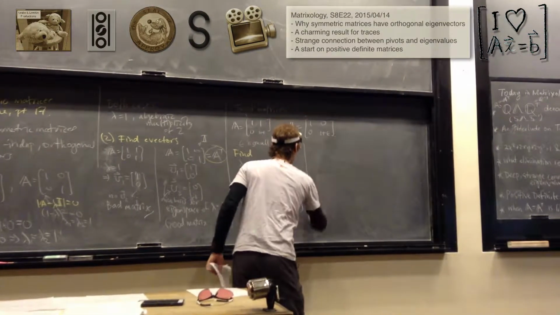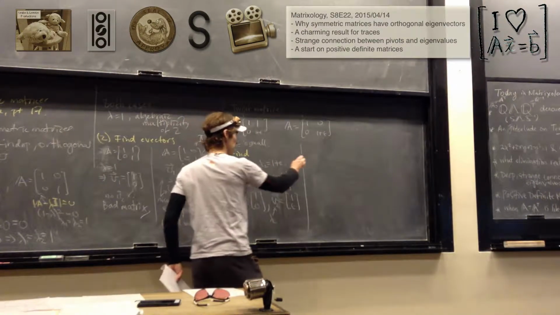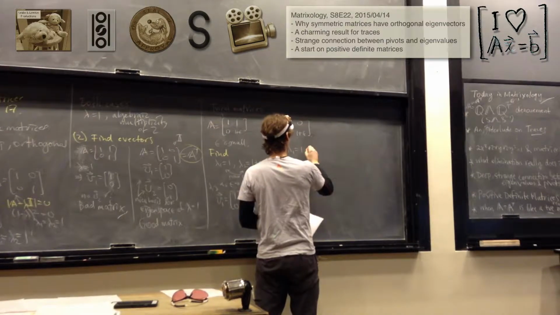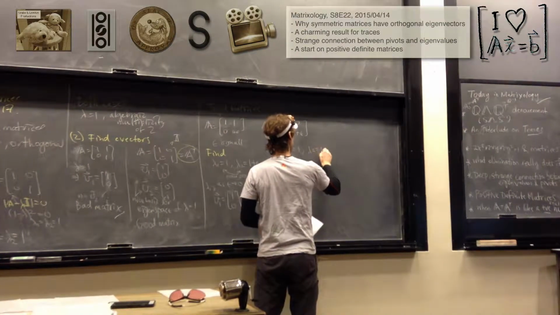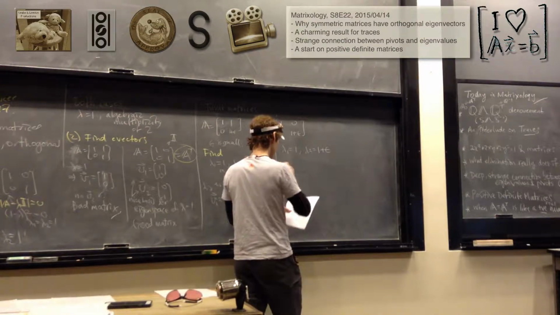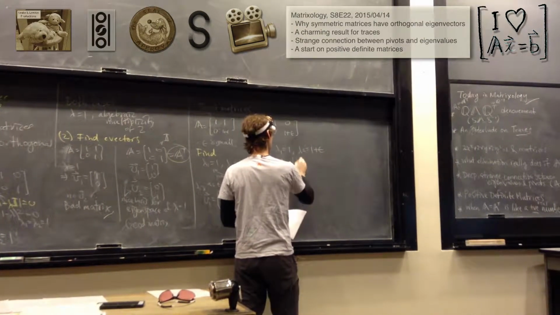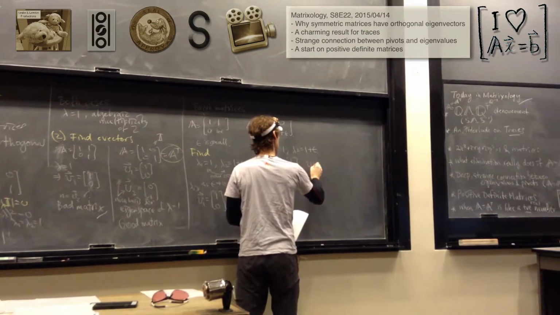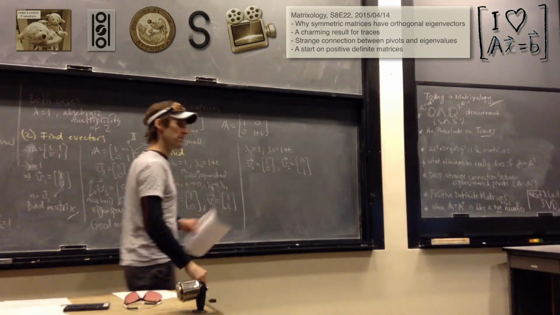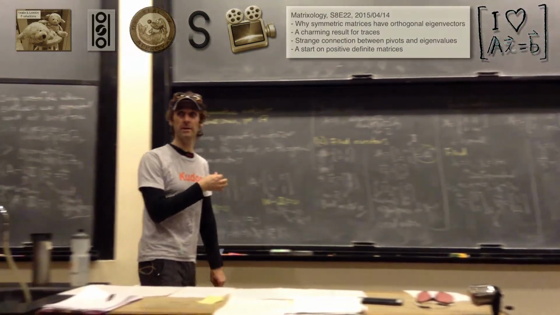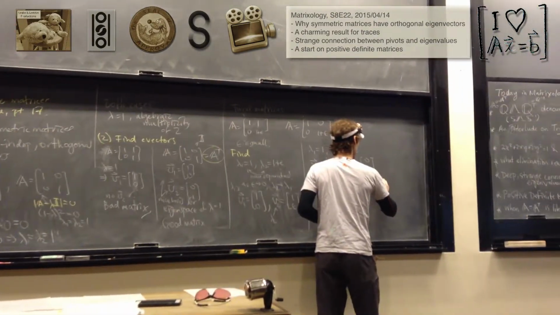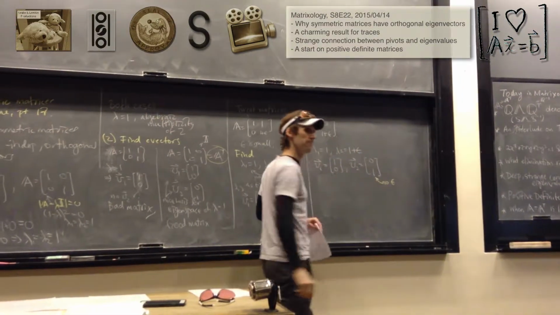Alright, so let's look at the other one. Similarly, you end up with lambda 1 equals 1, and lambda 2 equals 1 plus epsilon. And we get v1 equals [1, 0]. But now we get a very different thing. We get v2 equals [0, 1]. There's no epsilon in that second eigenvector. This is terrific. No epsilon.